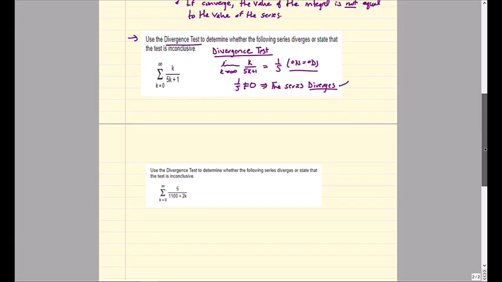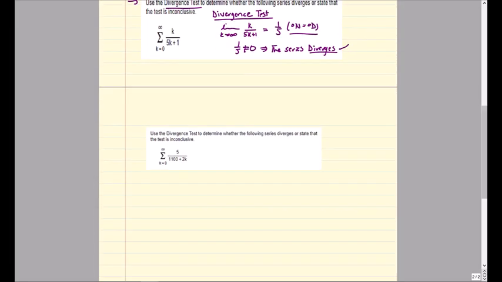Next one, they give us the divergence test as well as a hint. So it's nice we're starting off with some of these problems where they're telling us which test to use. So the divergence test, again, you have to name the test, and then you need to show your work on the criteria for the test. So that would be the limit as k approaches infinity of 5 over 1100 plus 2k. That's equal to 0. Why is that limit equal to 0? Because the degree in the numerator is less than the degree in the denominator. Well, if that equals 0, that would imply then that the divergence test is inconclusive. So therefore, the divergence test is inconclusive.